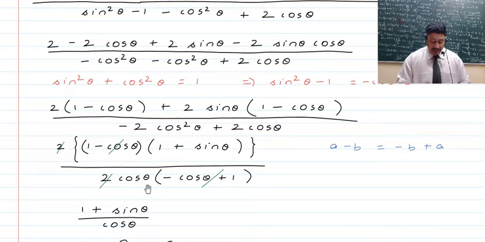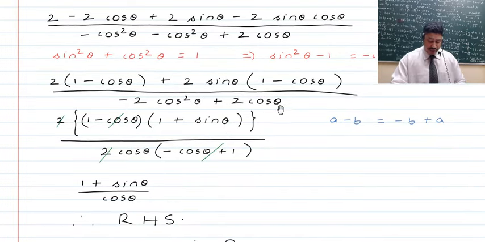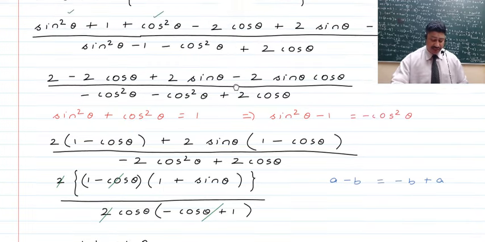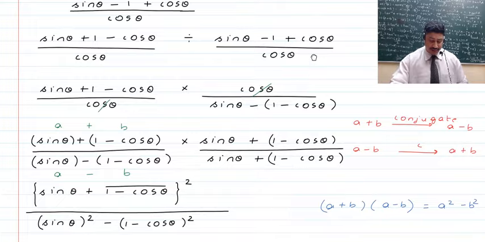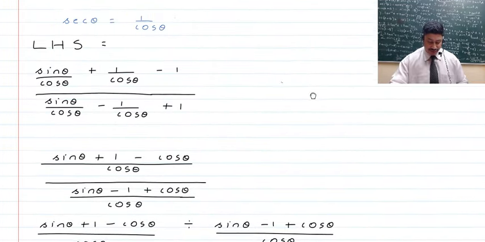Now in the denominator, if you take 2 cos theta common outside, 2 will get cancelled with the 2 that you have in the numerator, and taking cos theta common outside, we will have minus cos theta plus 1. Now a minus b is just the same as minus b plus a, and as such here 1 minus cos theta will cancel minus cos theta plus 1, and both of these getting cancelled, you're just left with 1 plus sin theta upon cos theta. And children, this is what was required to be proved, and as such the sum stands proved.